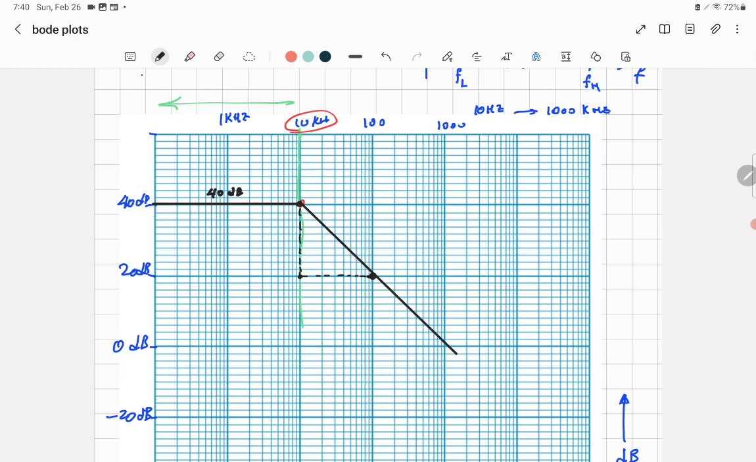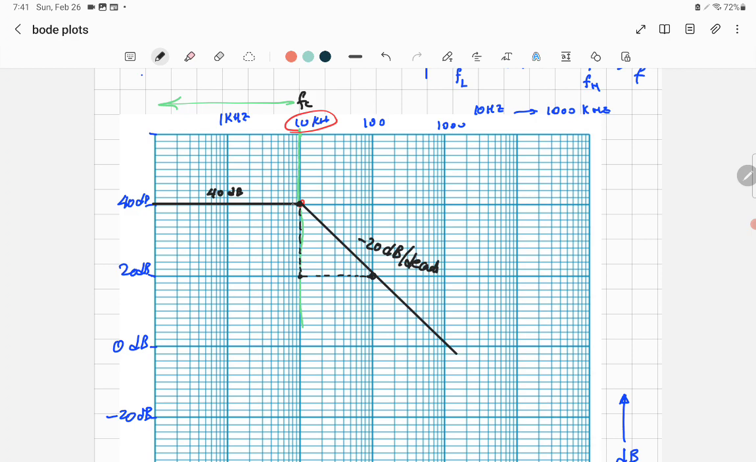Great. You can extend it. So this line is equal to negative 20 decibel per decade. You are done with the first part of the Bode plot. That's how you do it. And we have one corner frequency, which is equal to 10 kilohertz.